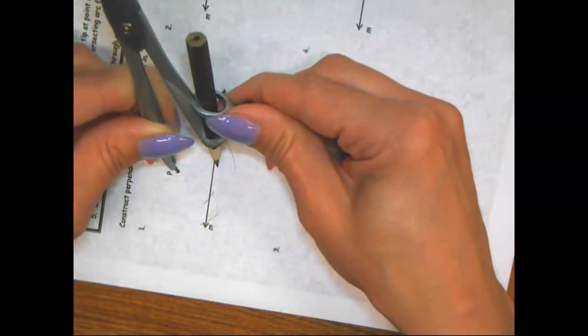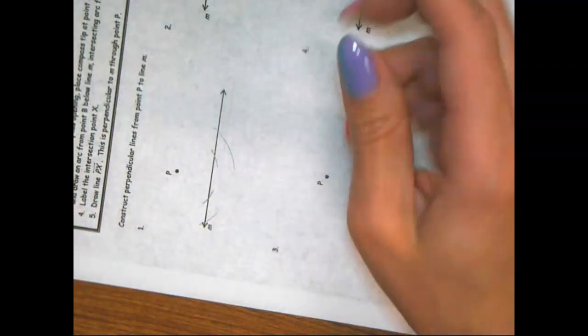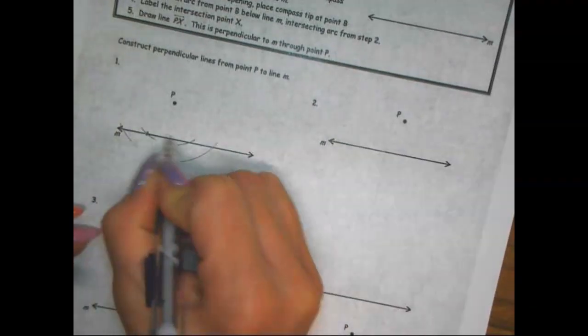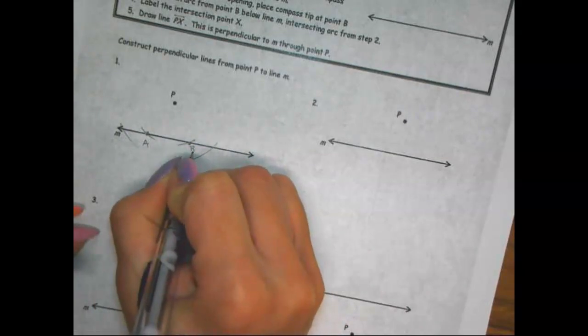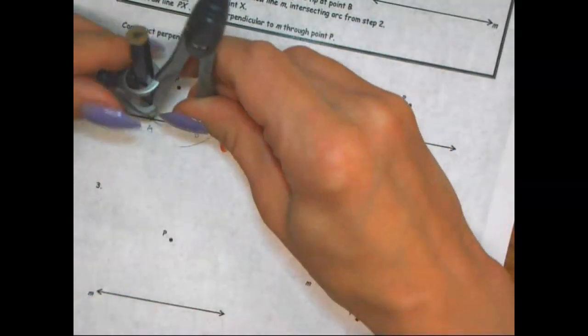Did it right here, right there, right there. Okay. But either way, that gives us two little intersections right here and right here. It says to call those A and B. And now we do the same thing. So I'm going to go from B.